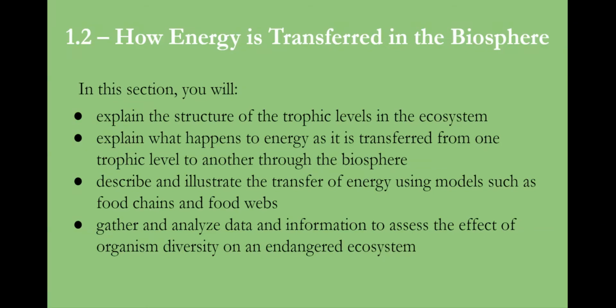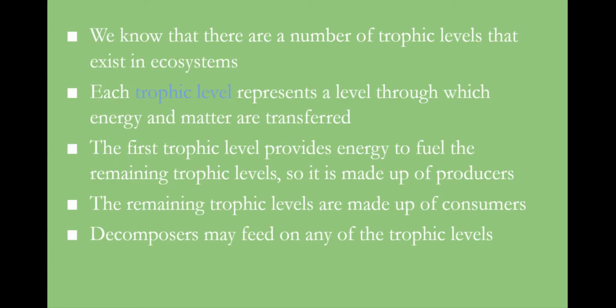In section 1.2, we'll look at how energy is transferred. So you'll look at the structure of trophic levels in the ecosystem, explain what happens to energy as it's transferred from one trophic level to another, look at energy or food webs and how the energy is transferred, and look at information to assess the effect of organism diversity on an endangered ecosystem if we have a chance to do that one.